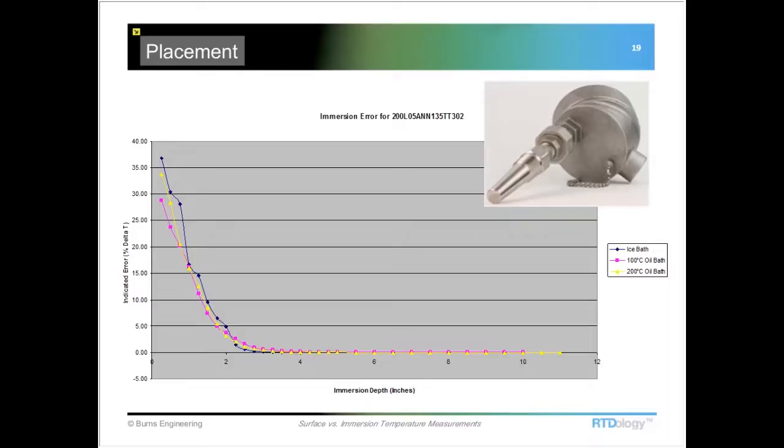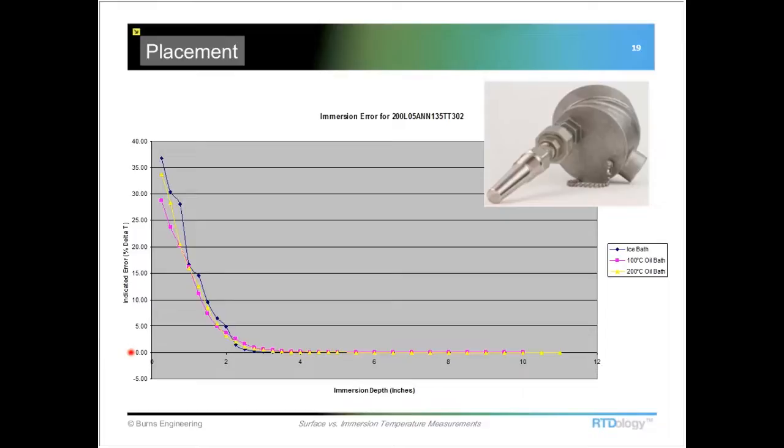A little test that we put together here used an immersion style sensor with a separable thermal well, so it's an indirect immersion style. And the sensor was slowly lowered into 3 different baths. One was at 0, 100, and then 200 degrees C. And the error is actually expressed as a percent of delta T. So it's a percentage of the difference between the bath temperature and the ambient conditions.